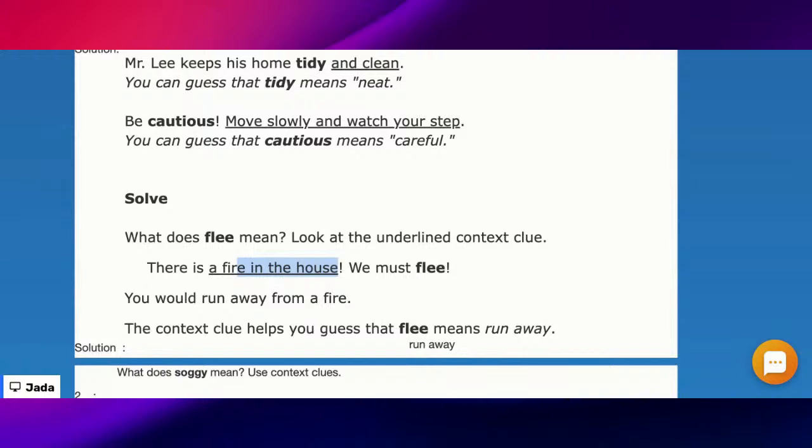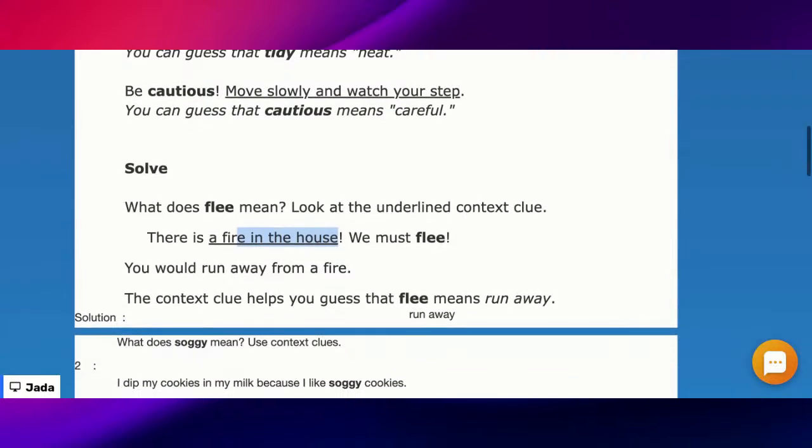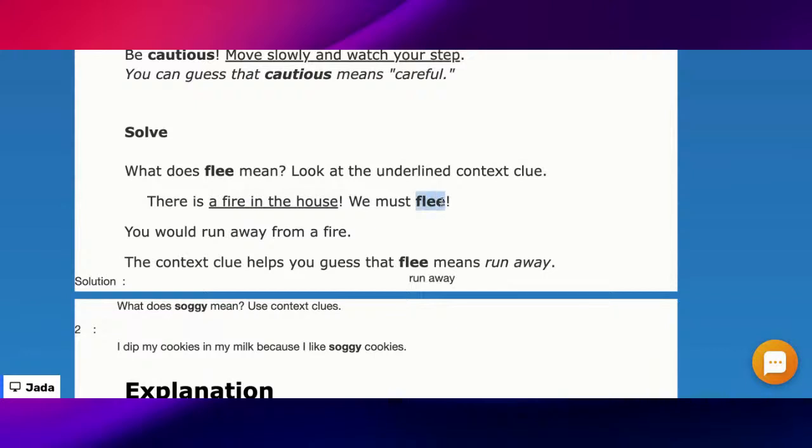If it's telling you there's a fire in the house, what does flee mean? If there's a fire in the house, you have to protect yourself. You have to go away. So flee simply means that there's a fire here, we must run. We must go somewhere else to protect ourselves from the fire. So we must flee, run.